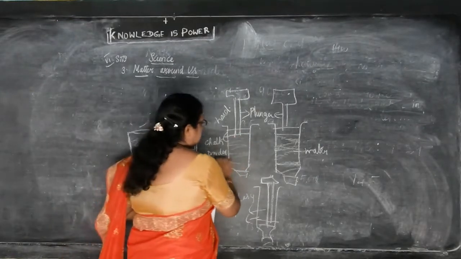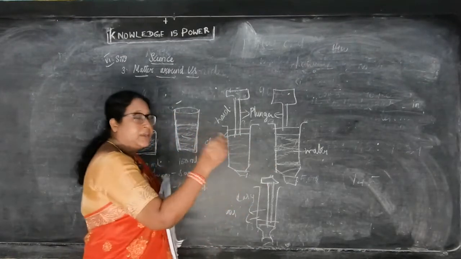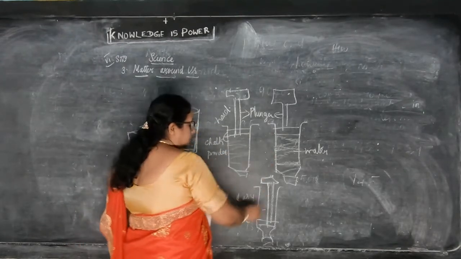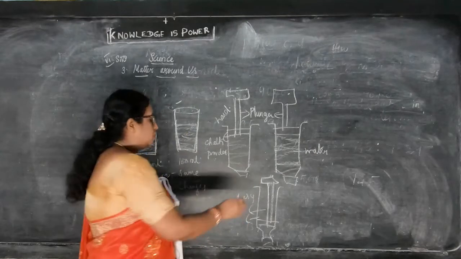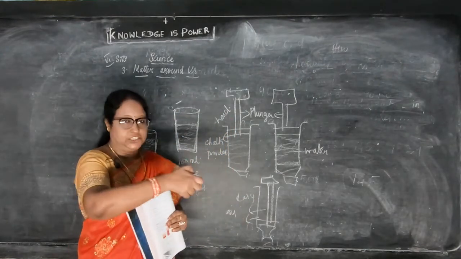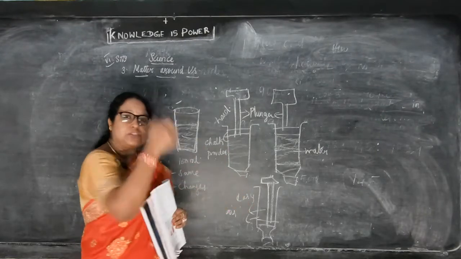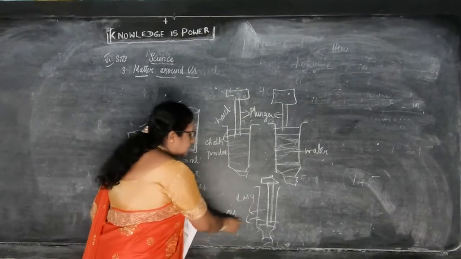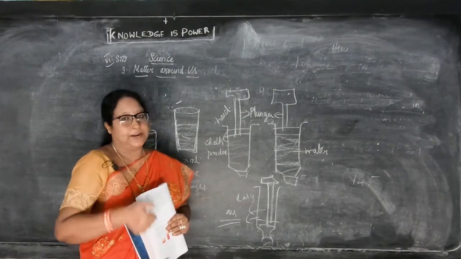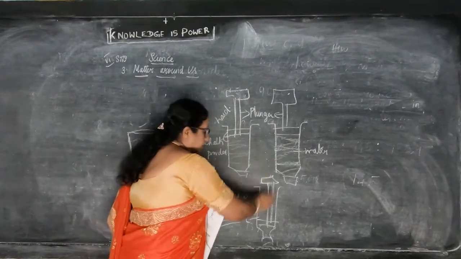So once again I tell you children, these are the 3 syringes we are taking. In the first one we are using chalk powder, the second one water, and the third one only the air. Next, you have to press the plunger. So which will be the easiest one? That is only the air. It will be easier for you to press than the liquid.